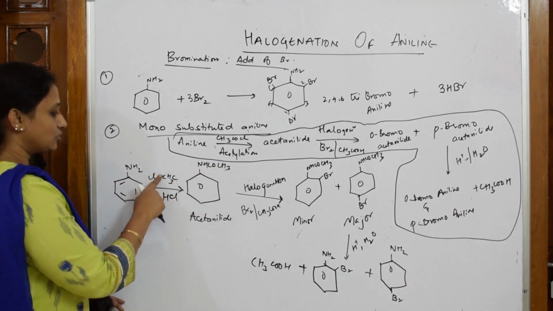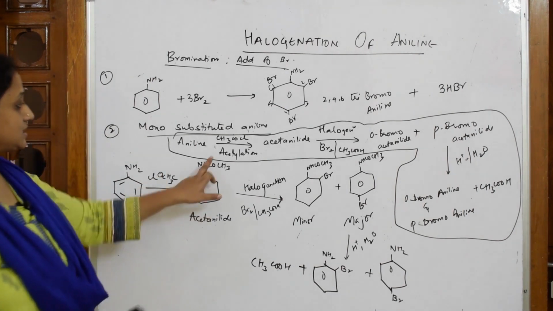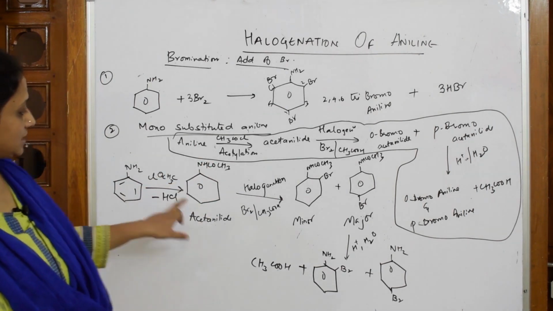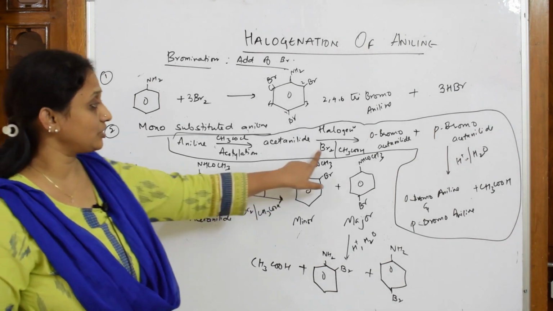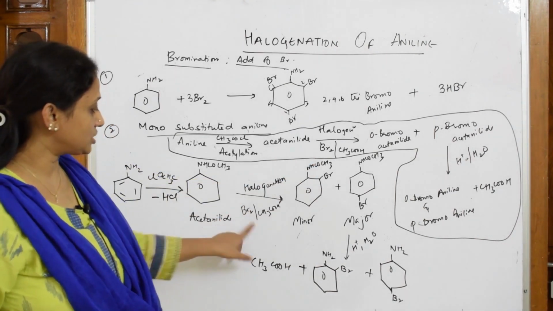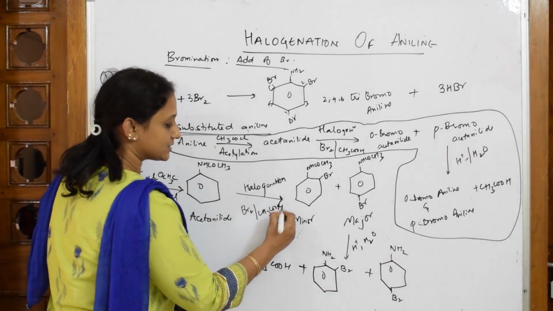Acetylation. Hope this is clear. Yes. Acetylation, what is removed out? HCl. So I get acetanilide. To this acetanilide, I am going to halogenate it. Halogenation: bromine in the presence of acetic acid.